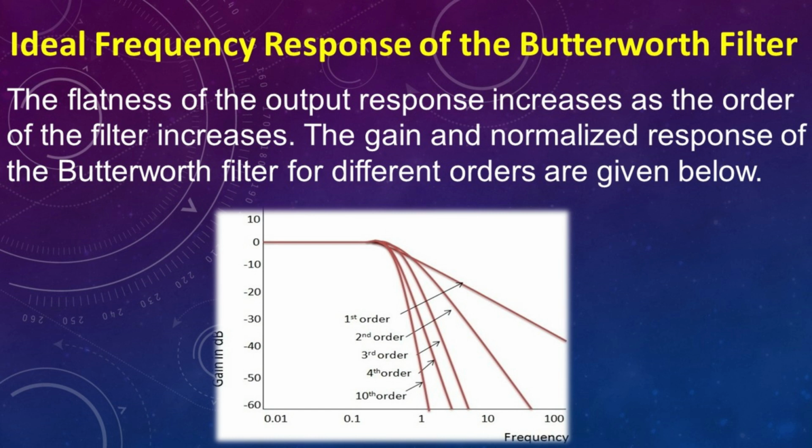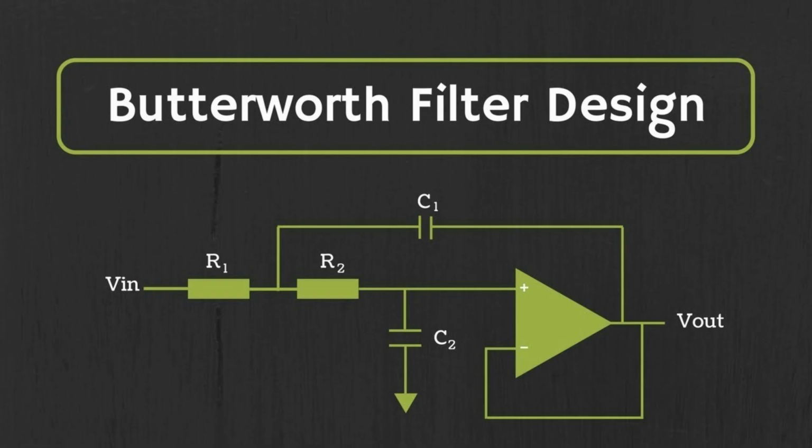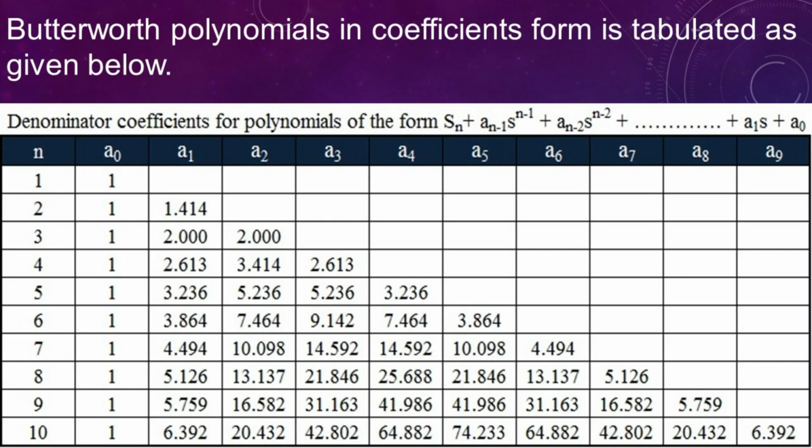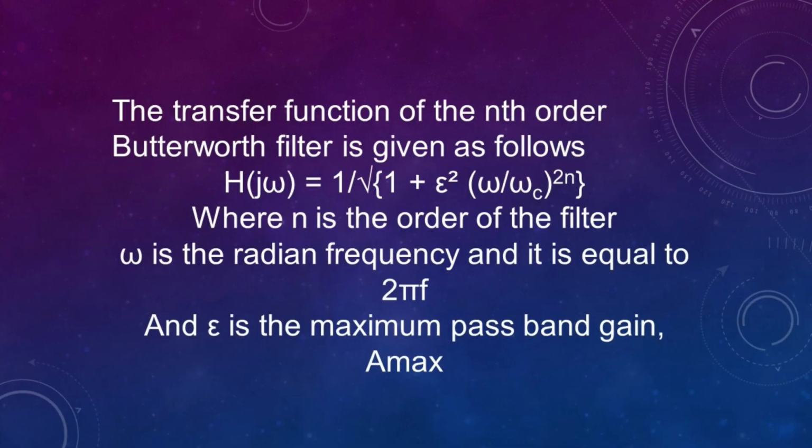The gain and normalized response of the Butterworth filter for different orders are given. Butterworth polynomials in coefficients form is tabulated as given below. The transfer function of the nth order Butterworth filter is given as follows.